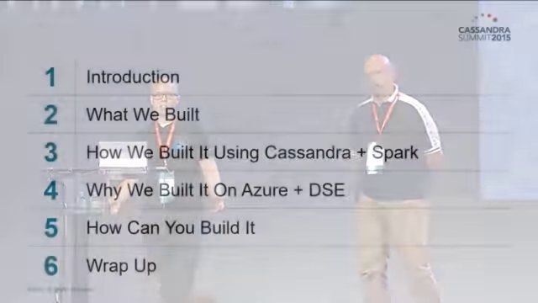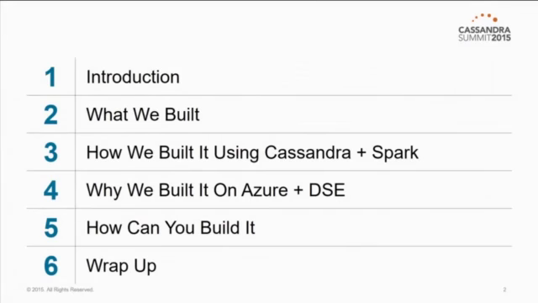Today we're going to talk to you about how Azure and DataStax Enterprise powers the Office 365 per-user store. So I'm going to start by giving an introduction of who we are and what it is that our organizations do. And then we're going to talk about what we built and why we needed to build it. We're going to talk then about how we built it using Cassandra and Spark, and then why we chose Azure and DataStax Enterprise as the platform to build it on.